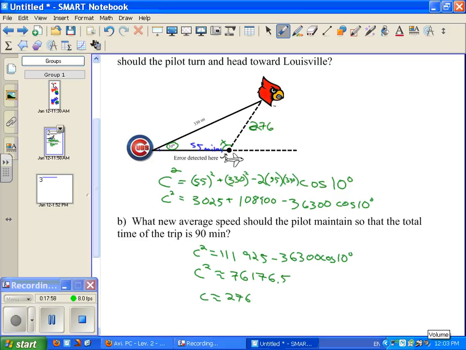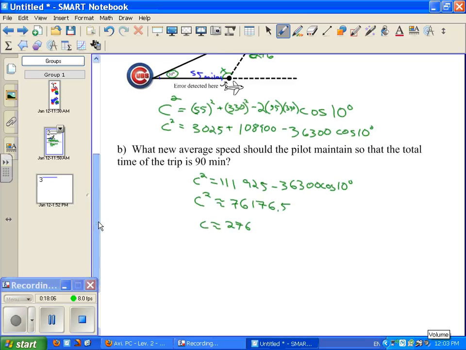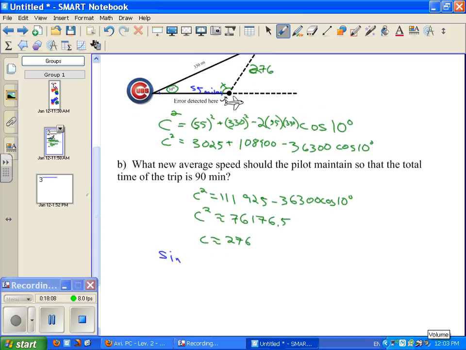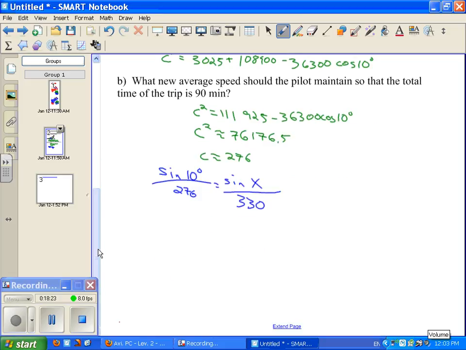Now, how am I going to find that angle X? Using the sine formula? Sine of 10 over 276 equals the sine of x over 55. Nope, 330, because that's the one across from it. Okay. When I cross multiply, I get 330 sine of 10 degrees equals 276 times sine of x. Divide both sides by 276.